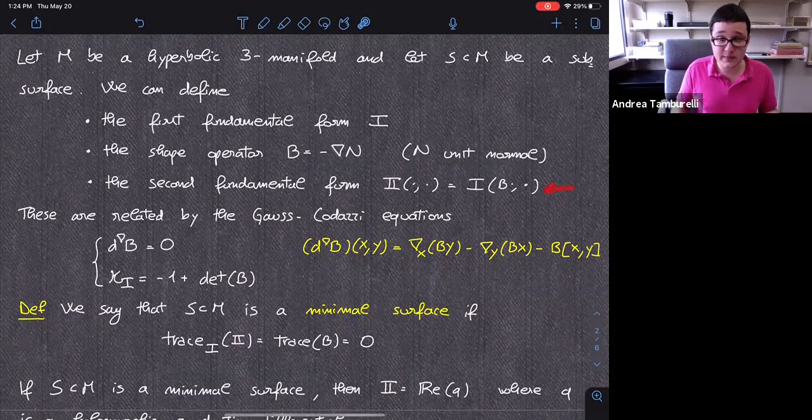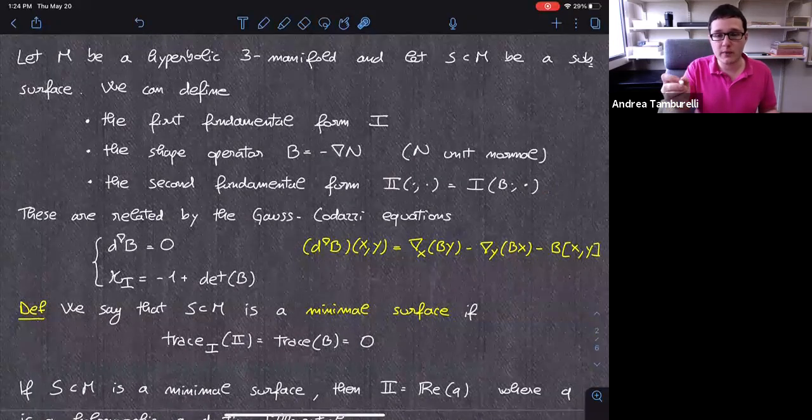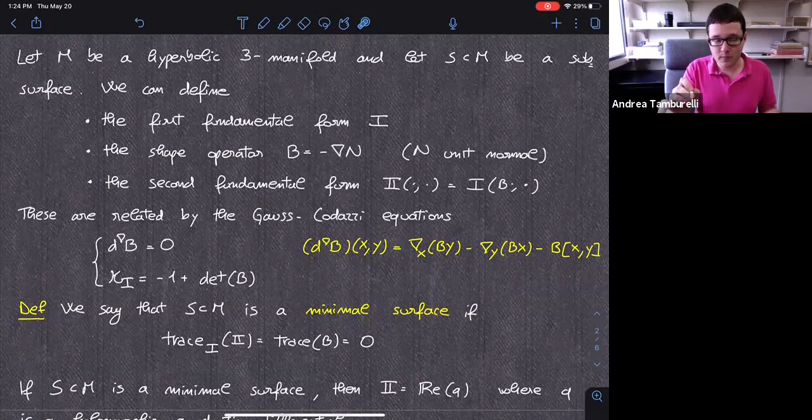And we can define the second fundamental form, which is simply the quadratic form that you obtain by pairing B with the first fundamental form. Okay, and these objects are related by the Gauss-Codazzi equations. So the Codazzi equation tells us that the operator B is a Codazzi operator, so it satisfies this differential equation. And the curvature of the induced metric is related to the determinant of the shape operator in this way. So the curvature of the induced metric is -1 plus the determinant of the shape operator.